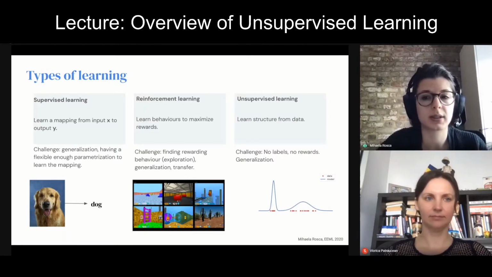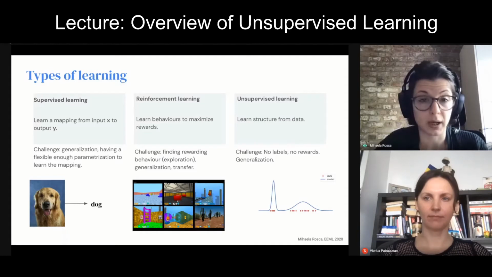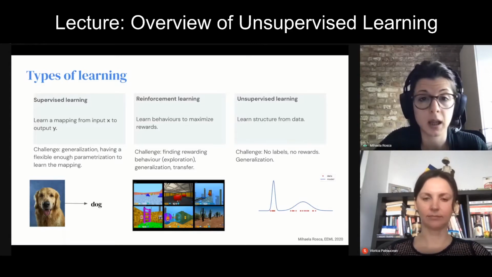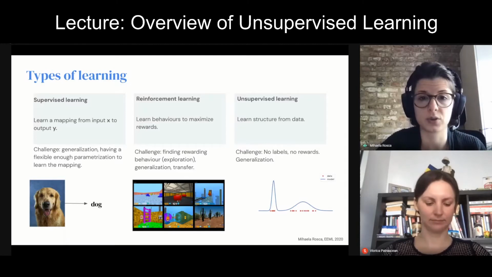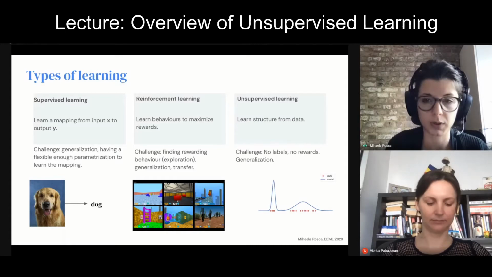Now then there's unsupervised learning, which again tries to learn structure from data. And the challenge here is that we don't have any labels and no rewards. So we don't have any additional input associated with our data. In the case of supervised learning, we had the labels associated. In reinforcement learning, once we take an action in a particular state, we get a reward. In unsupervised learning, we don't have that. We have our data set that is a series of data points, and we're trying to learn something from that. But we still have some of the standard challenges of learning. How are we going to generalize? We want to go beyond the data that we've seen, of course. And we will have some other challenges as well.